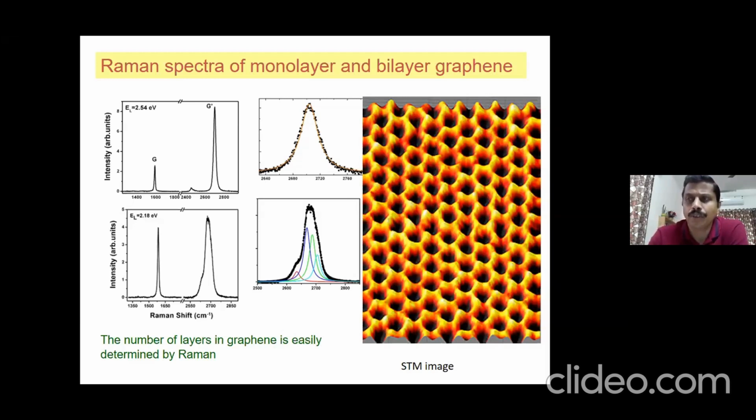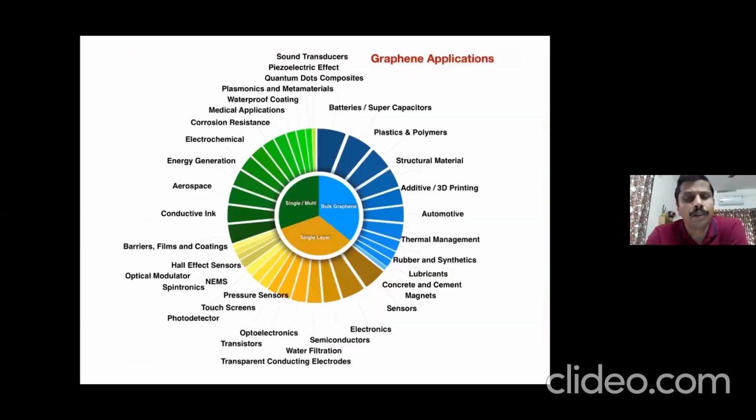For example, if the 2D band to G band ratio is around 0.84, you will have few layer graphene, and if it is around 0.44, we consider it multi-layer graphene, right? So Raman is a commonly used technique for characterizing graphene material. So that's all about the preparation of the graphene.